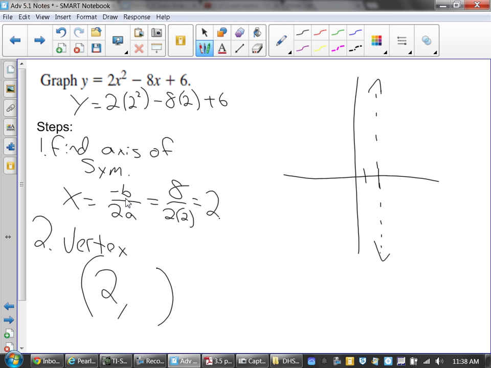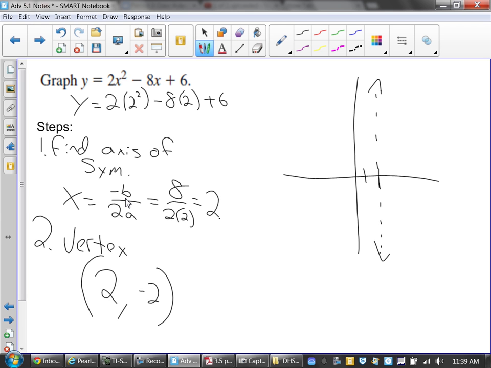What's 2 squared? 4. Times 2, 8. 8 minus 16, -8. Plus 6, -2. Where's your axis? Where's your vertex then? 2, negative 2 is what you meant to say, right? Yeah. I just thought you meant the y. So now I have a place to put my vertex.